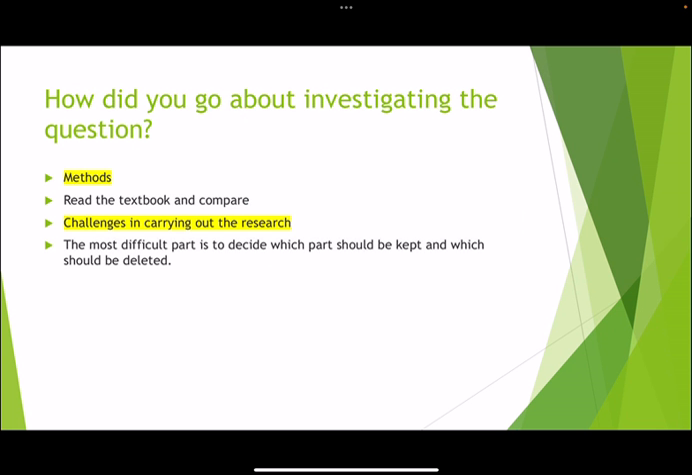And the challenges in carrying out the research. I find the most difficult part is to decide which part should be kept and which should be deleted. Because we're going to create our own textbook, there is something in the American version that has to be deleted, and there are also some parts in the Chinese version that need to be deleted. And then you combine them together to create your own textbook. So that is the most difficult part.